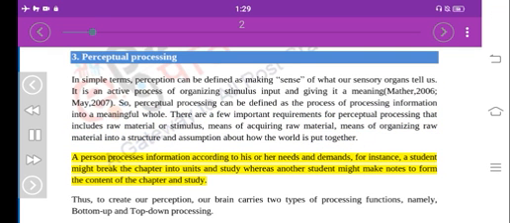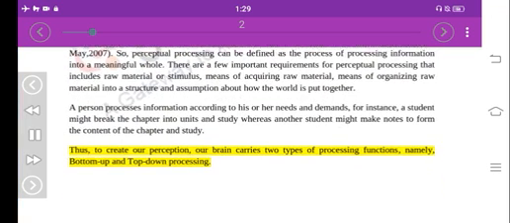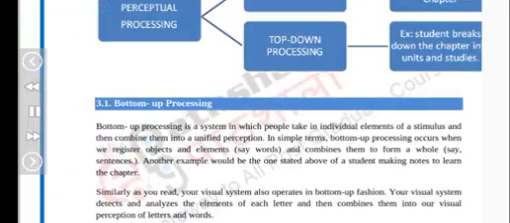A person processes information according to his or her needs and demands. For instance, a student might break the chapter into units and study, whereas another student might make notes to form the content of the chapter and study. Thus, to create our perception, our brain carries out two types of processing functions, namely bottom-up and top-down processing. Psychology paper number 1, Cognitive Science.